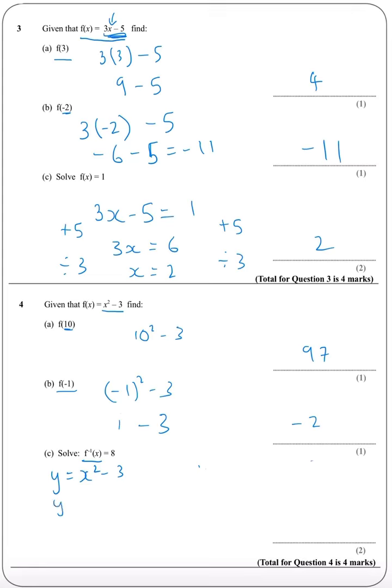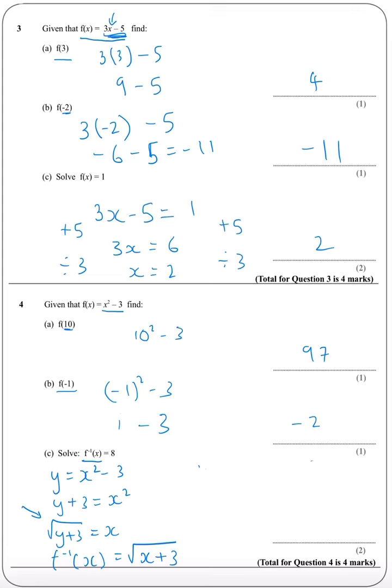So we add 3 to both sides. Y plus 3 equals x squared. Square root both sides. And we're going to get the square root of y plus 3 equals x. And this here is my inverse function. So f to the minus 1 of x, that's terrible handwriting, equals the square root, and we're just going to replace the y with an x plus 3.